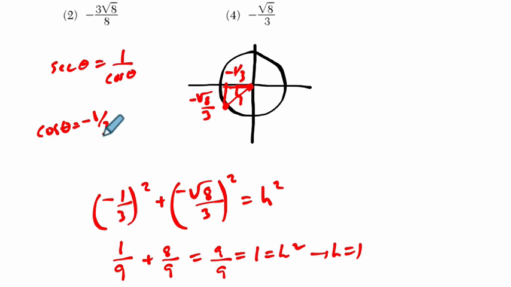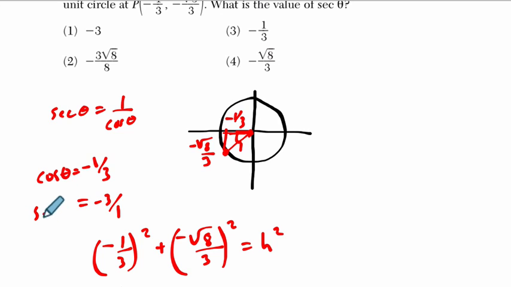Now, if the cosine is the adjacent over the hypotenuse, it's -1/3, this is the cosine of theta, over the hypotenuse 1. The secant, though, is the reciprocal of the cosine, so it's -3/1. That's the secant of theta, and that's our answer, choice 1.